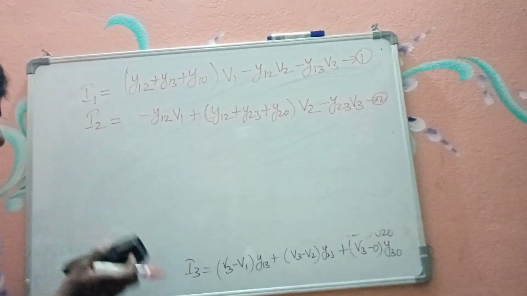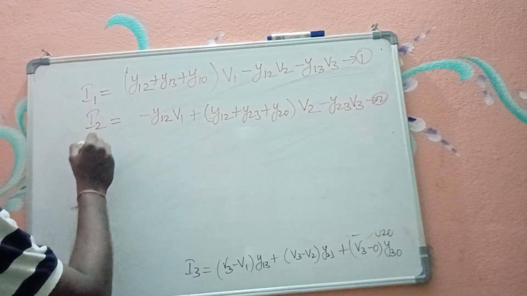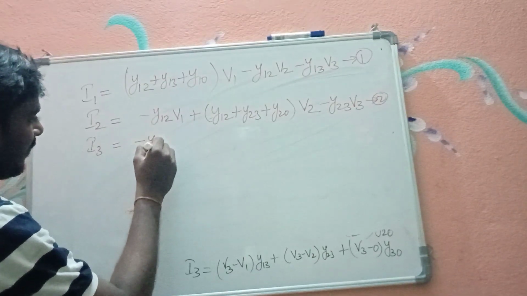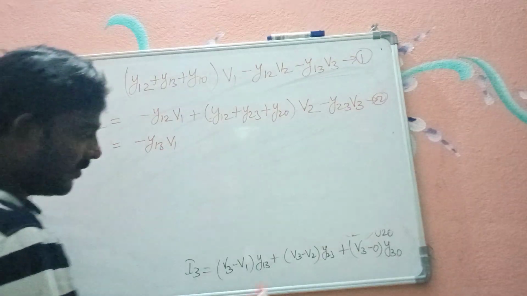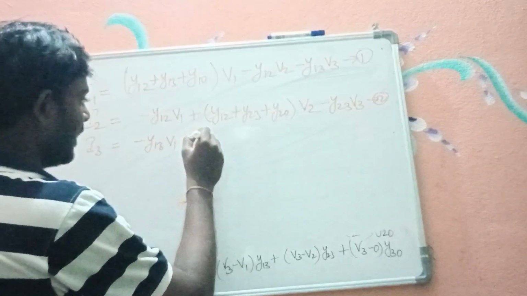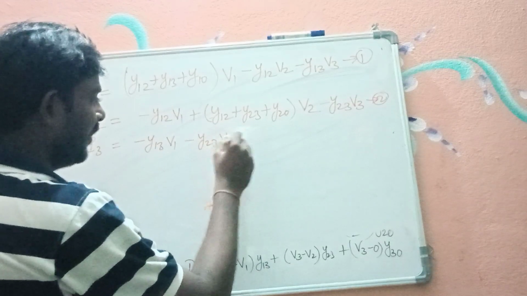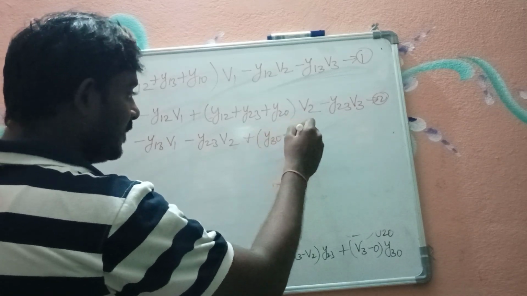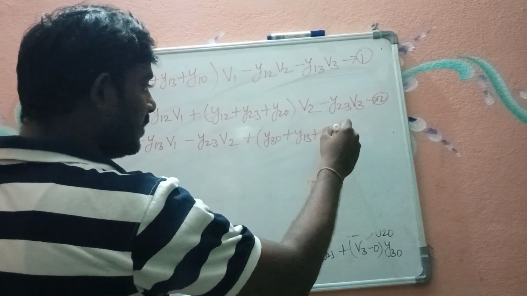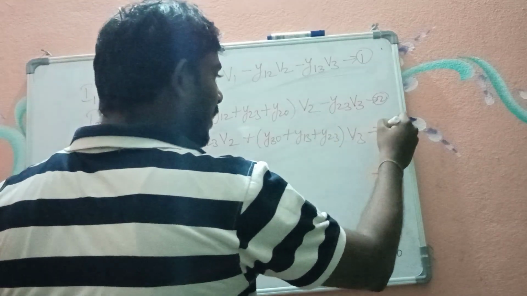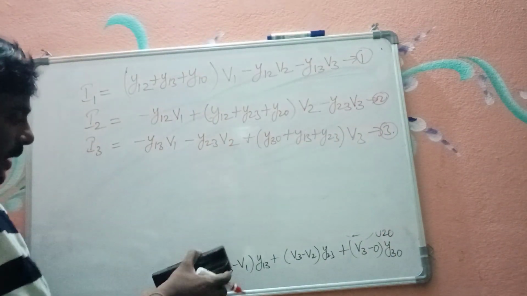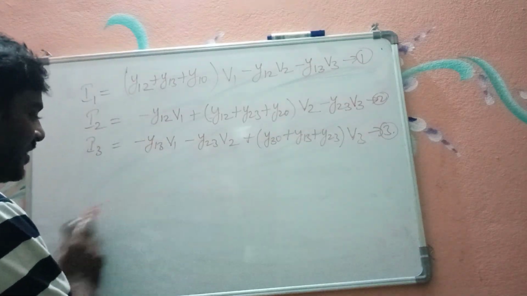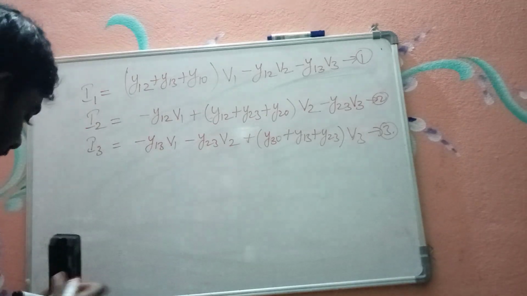Now I can take the third one, which is I3 is equal to, for V1 the coefficient is minus Y13, so it is minus Y13 into V1. For V2 it is just minus Y23 into V2. For V3 you will have (Y30 plus Y13 plus Y23) into V3. So I now have an idea how to identify the coefficients of V1, V2, V3.